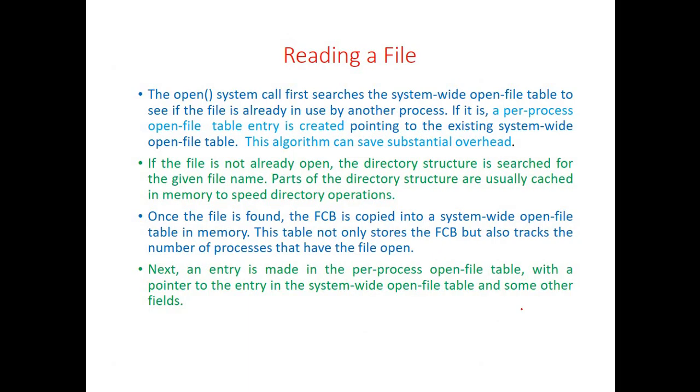So reading the file, the open system call first searches the system-wide open file table to see if the file is already in use by another process. If it is in use by another process, a per-process open file table entry is created pointing to the existing system-wide open file table. So this algorithm can save substantial overhead in again opening the file and bringing the contents of the file into the main memory.